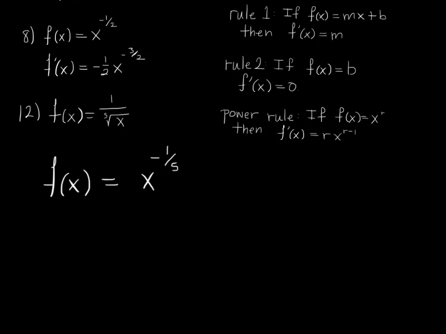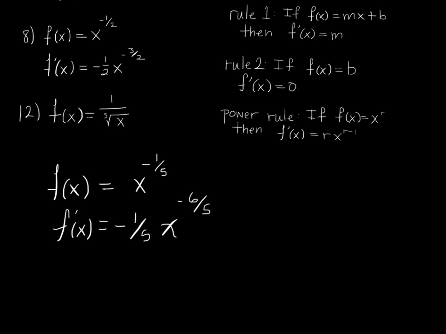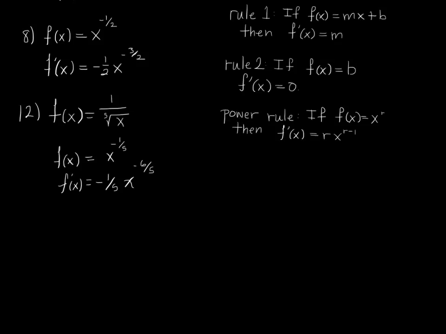So then we have that this equals, taking the derivative, we can bring down the power, 1/5 x, and now we have negative 1/5 minus 1, which is negative 6/5. And we have our answer. So remember, when dealing with radicals, change them to power or rational power so you can use the power rule. Let's go ahead and move on to the next one.